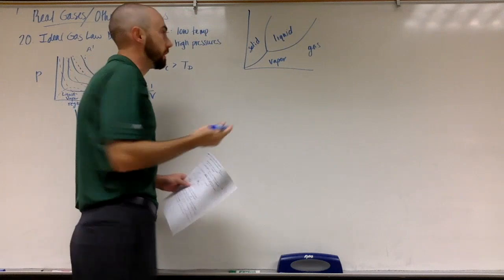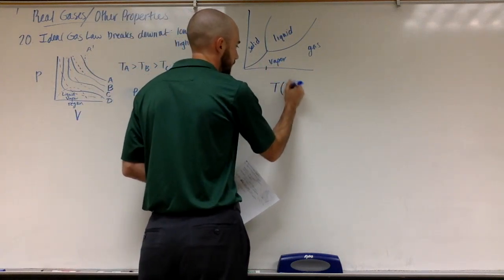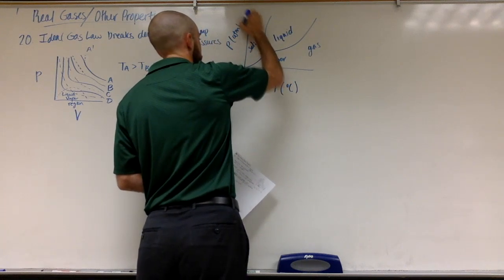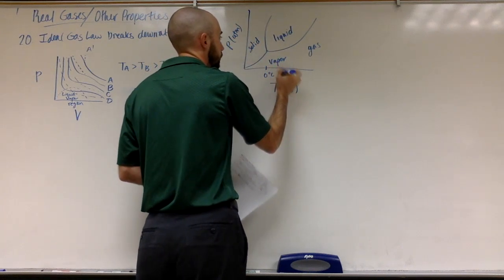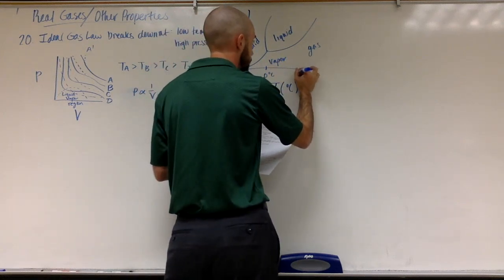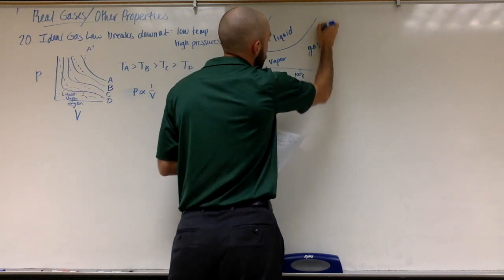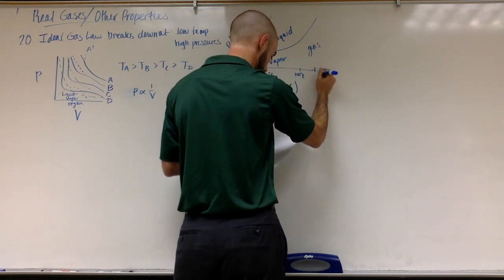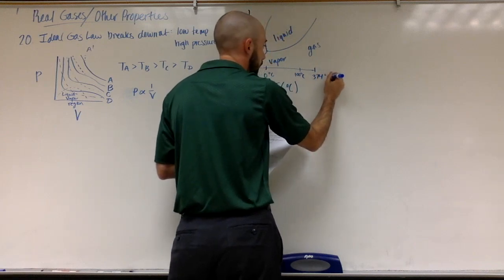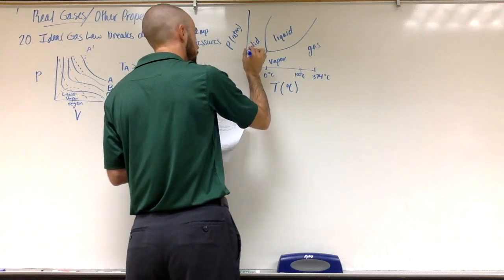Let's use water for this since water is something we deal with every day. Down here on the x-axis, we'll have our temperature. On the y-axis, we'll have our pressure. I'll make this 0 degrees there. I'll put 100 degrees here. And right here we have 374 degrees Celsius. On this side, we will put our pressure.